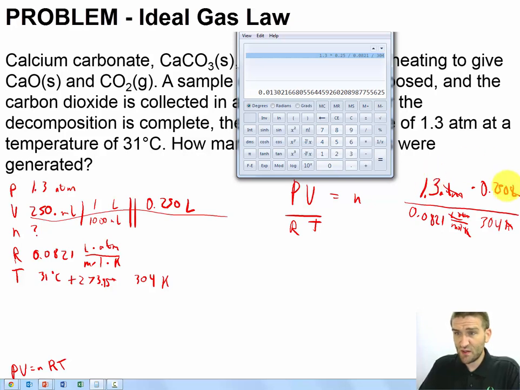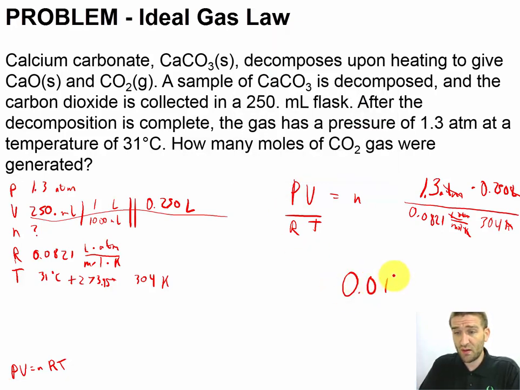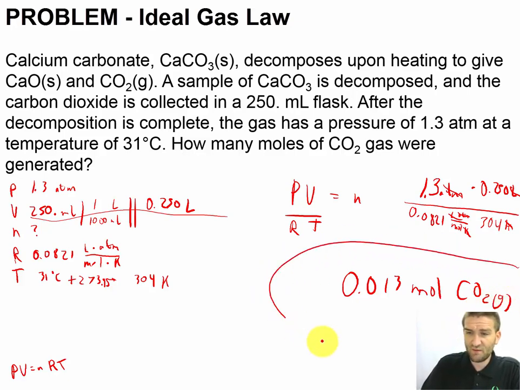Now we need to account for our sig figs. I've got 2 sig figs, 3 sig figs, 3 sig figs, and 3 sig figs. I'll have a total of 2 sig figs in my final answer. Final answer should be 0.013, and will be in moles. That's how many moles of carbon dioxide gas we generated in the course of this reaction. Okay, and in fact, let me go ahead and put carbon dioxide there since I know it as well. We want to always be as rigorous as we can in our final answers. There we go. So that'd be the final answer for this problem.